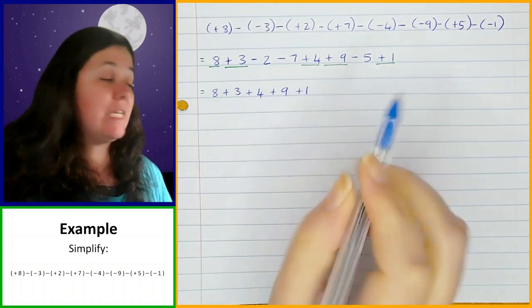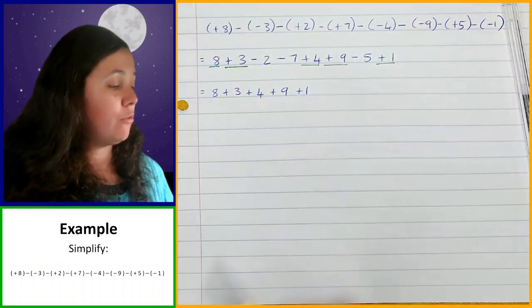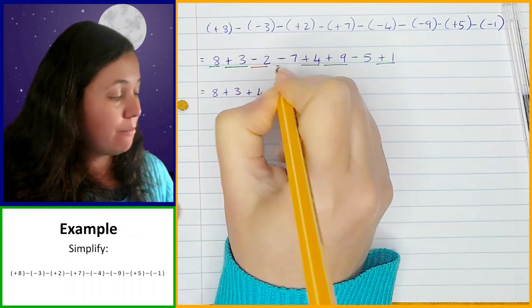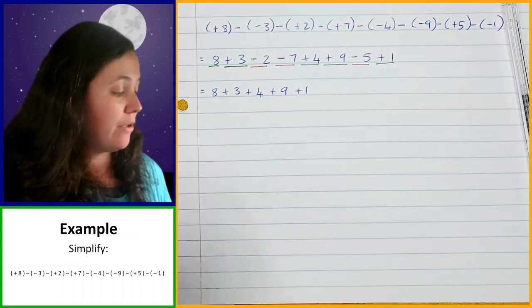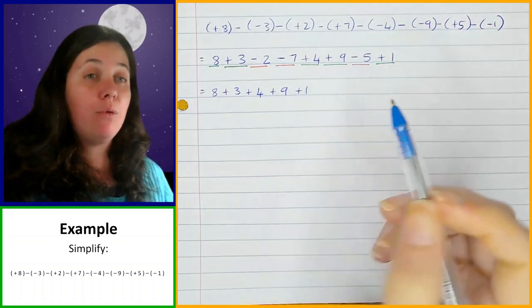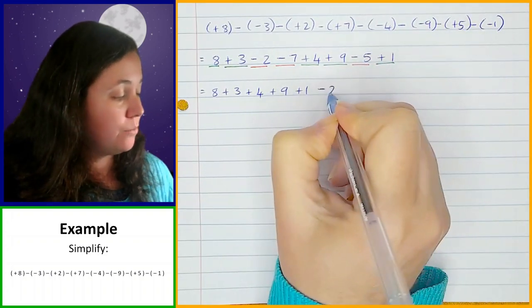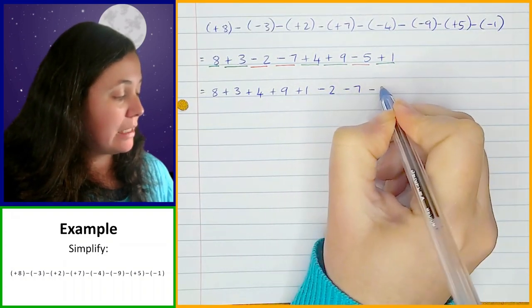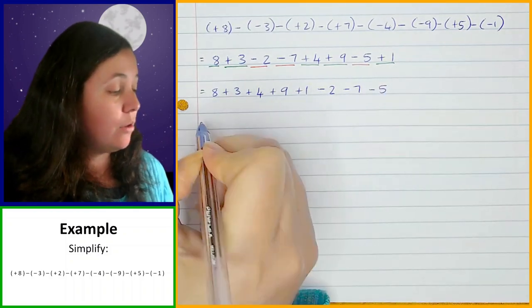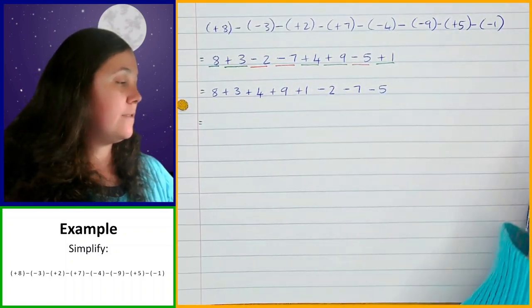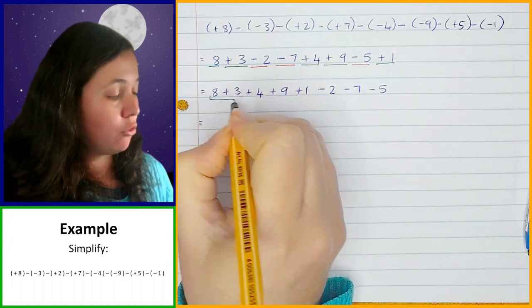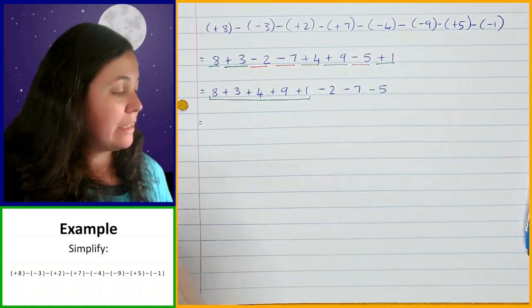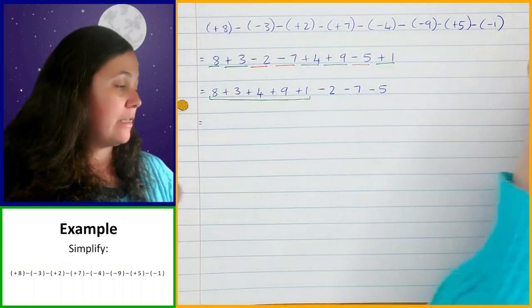And then all the negatives are the ones that I'm going to write next. So I've got minus 2, minus 7, and minus 5. And those minuses have to stay with those numbers as well. Okay, so now I can simplify all of my positives, and I can simplify all of my negatives, and then I can simplify the whole expression together.